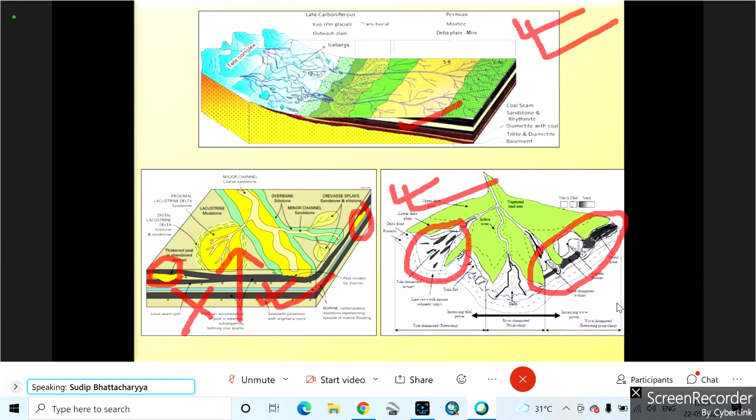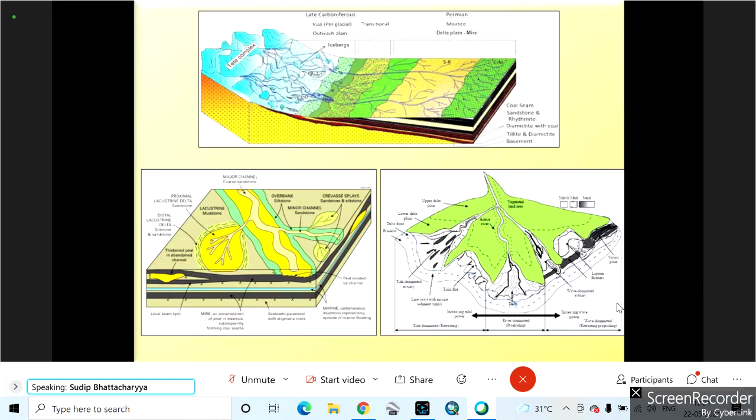In the deltaic environment, the high energy and low energy conditions prevail in a very rhythmical behavior, and we get this type of coal over there, if at all it is preserved. This is very important, and from the hydrocarbon point of view, the upper one is very important. But in our country, we are not getting coal like the European coal.